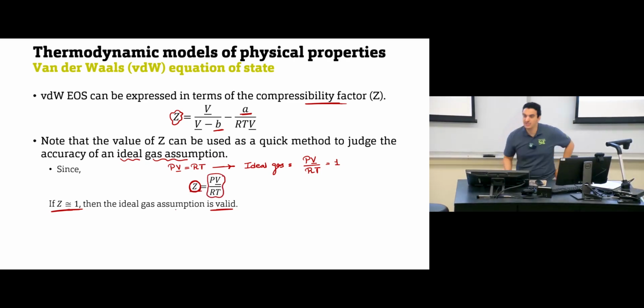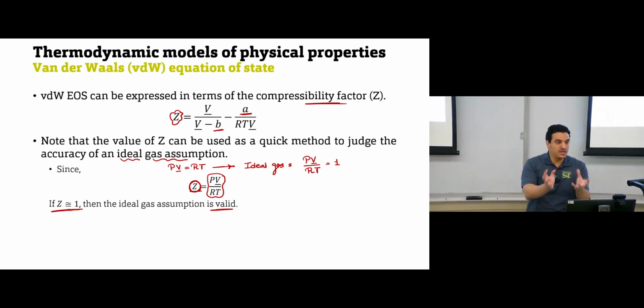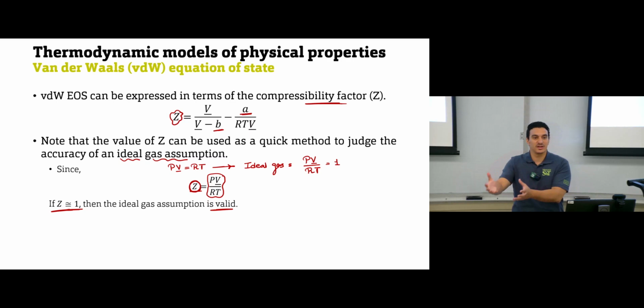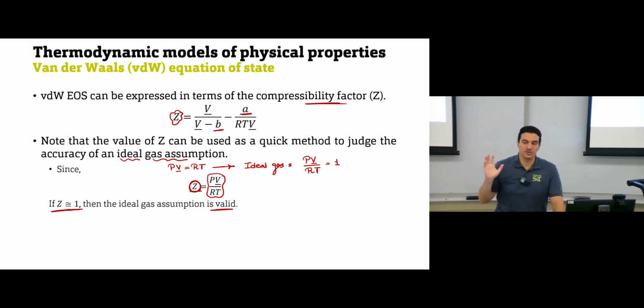If the value of Z is 1, 0.95, 0.9, this means the behavior of this gas can be assumed as an ideal gas, and you can use the ideal gas equation of state. But if it's far away from 1, then you cannot use this equation. Similar to, as I said, at low pressure, use ideal gas. At high pressure, use the van der Waals equation of state.